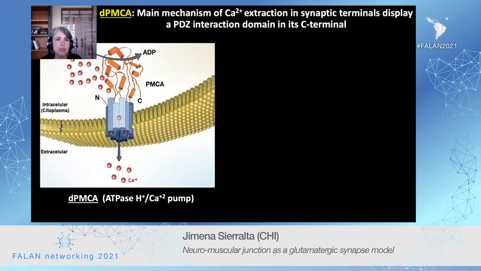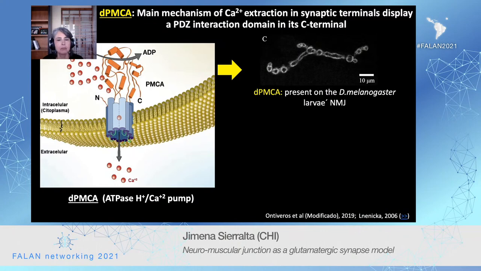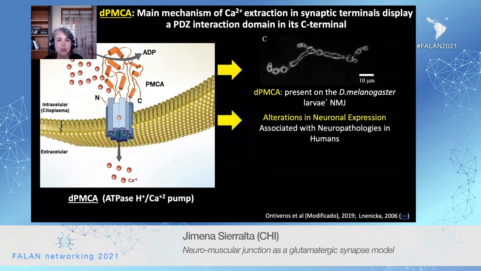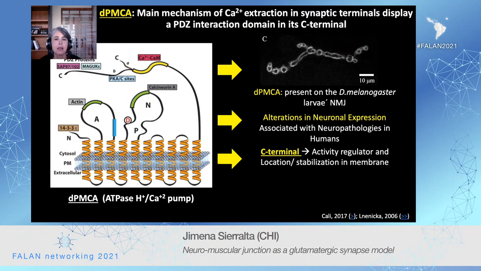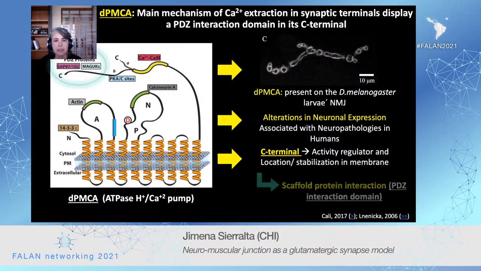In Drosophila, PMCA has been shown to be the most important mechanism to extrude the bulk calcium. PMCA is present in the neuromuscular junction, and in the mammalian system, alteration of neuronal expression of PMCA is associated with neuropathologies in humans.